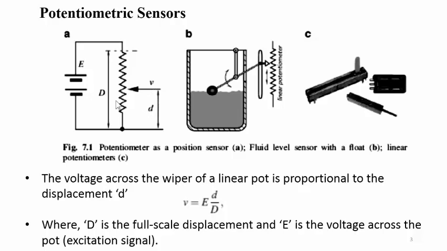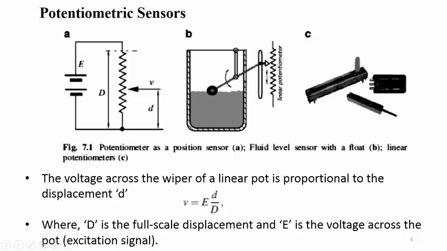Small d is the displacement, and capital D indicates the total distance depending on the particular mechanism. The voltage across the wiper of a linear potentiometer is proportional to the displacement d. So we can write the output voltage is equal to the excitation E into d by capital D, where D is the full scale displacement measured across the two terminals of the potentiometer, and E is the voltage across the pot, that is the excitation signal.